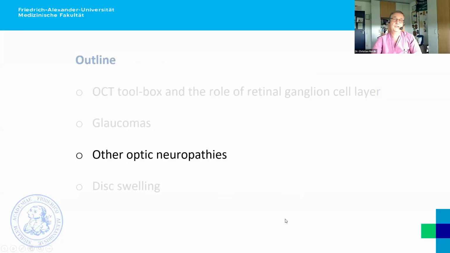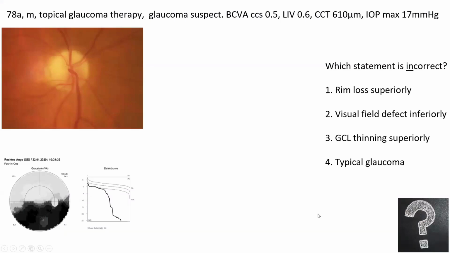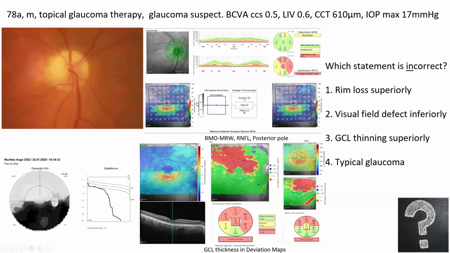So this leads us to the other optic neuropathies we can see in our everyday clinical work. Again, an example, something to make you think a little about the case. This is a 70-year-old man who was under topical glaucoma therapy and was sent to us to get glaucoma surgery. This was the appearance of the optic disc. This was the visual field of our patient, and I will share with you the OCT examination.